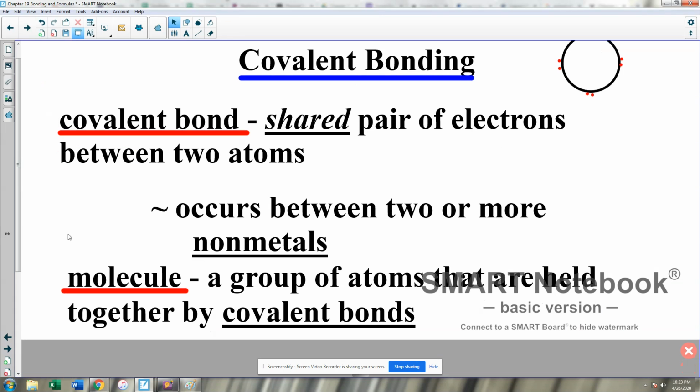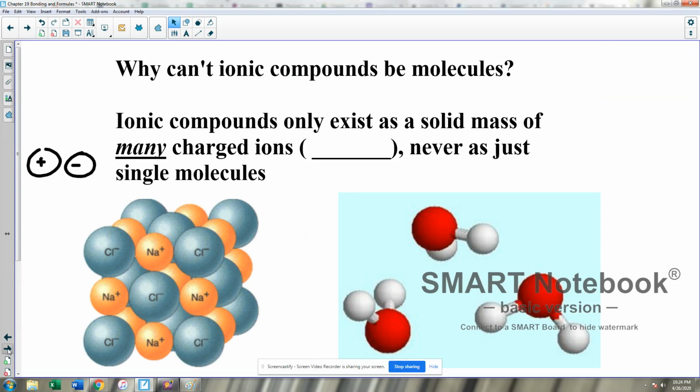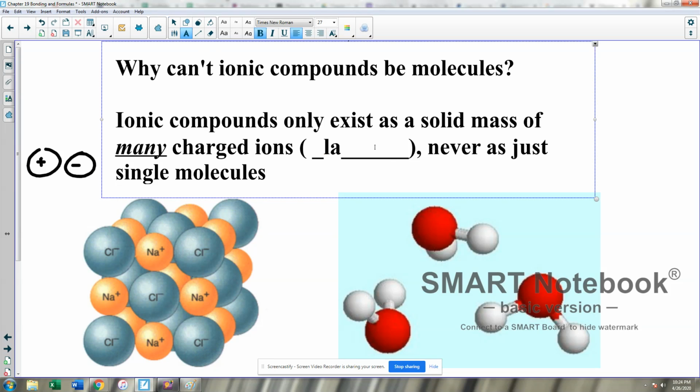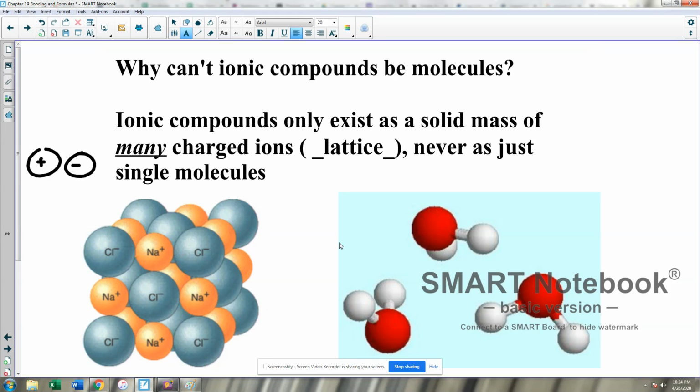So when this happens, what we form is called a molecule. We haven't actually talked about molecules yet because molecules can only occur if atoms are sharing electrons with covalent bonds. The other type of structure we talked about already was with ionic compounds. So we talked about the idea of positives and negatives kind of sticking together in a giant network. That's not a molecule. That's something else. That's called a lattice. A lattice is what's created when you have a giant network of positives and negatives together.